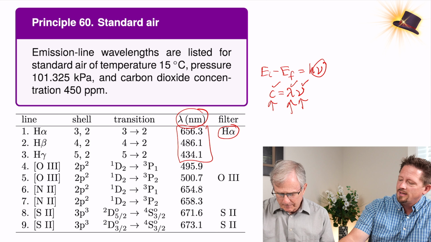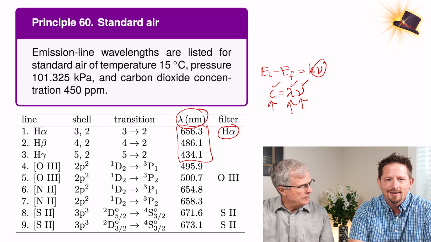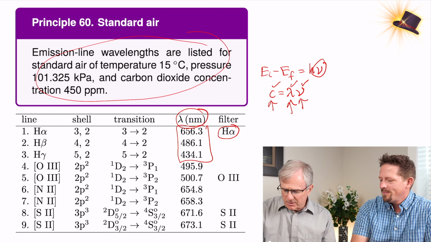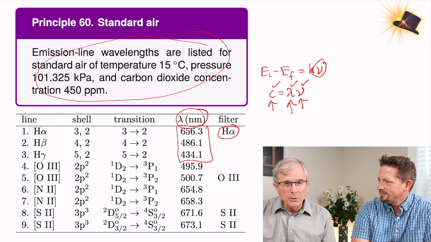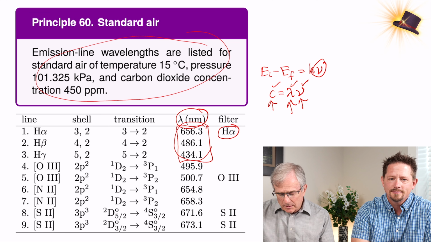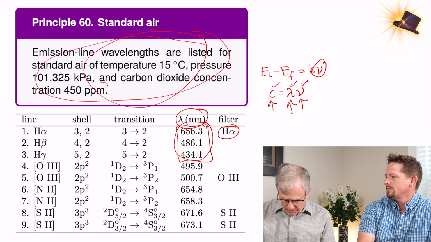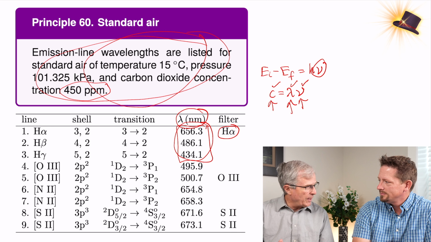And these are conditions that exist on Earth. The 15 Celsius is a little on the cool side, but once you have these wavelengths at these conditions, you can correct for your conditions. If your carbon dioxide concentration isn't 450, then you can correct for that. There are equations out there, and we give some references to the literature to make those conversions.